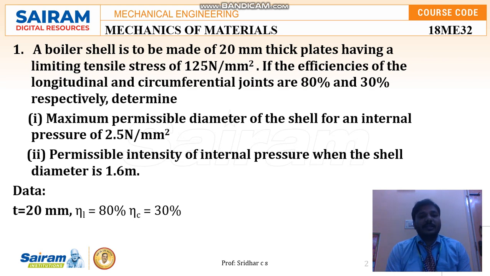So now first we are going to see the data. They have given a thickness of 20 mm and a tensile stress sigma of 125 Newton per mm square. They have given the efficiencies for the longitudinal and circumferential joints, which we call NL and NC, as 80% and 30%.